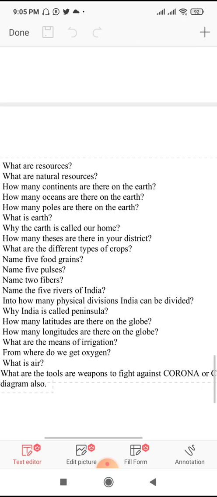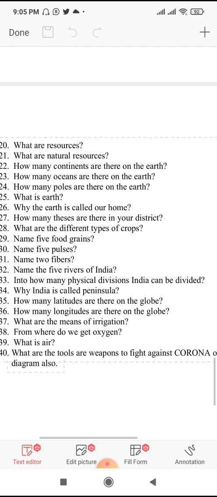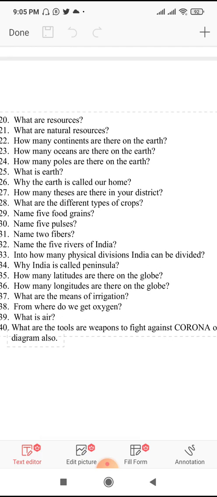Into how many physical divisions India can be divided? The India can be divided into 5 major physical divisions. The Himalaya mountain ranges, the northern plain, the western desert, the Deccan Plateau, the western Ghats, eastern Ghats, and group of the islands. Why India is called peninsula? India is called peninsula due to it is covered by the 3 sides of the water. इसके अराउंड में 3 साइड वाटर, इसलिए पेनिनसुला कहते हैं.